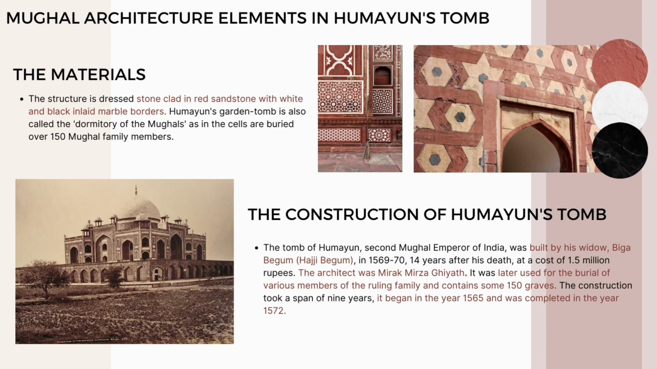The materials. The structure is dressed stone, clad in red sandstone with white and black inlaid marble borders. Humayun's garden tomb is also called the dormitory of the Mughals. The construction of Humayun's tomb. The tomb of Humayun, second Mughal emperor of India, was built by his widow, Haji Begum, 14 years after his death, at a cost of 1.5 million rupees.